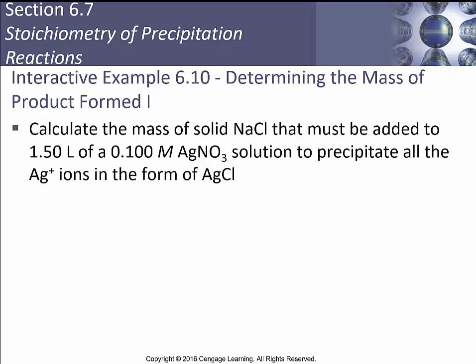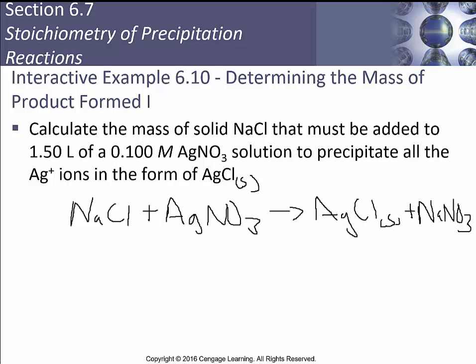All right, so you see this, right? And the first thing you ought to be doing is step 0, write out your balanced chemical equation. All right, it's going to be sodium chloride and silver nitrate. It's going to make AgCl solid and sodium nitrate. I look at that, it's already balanced.